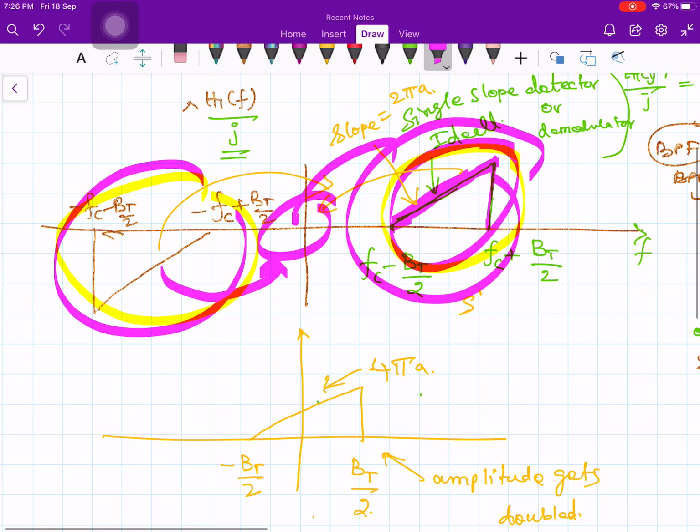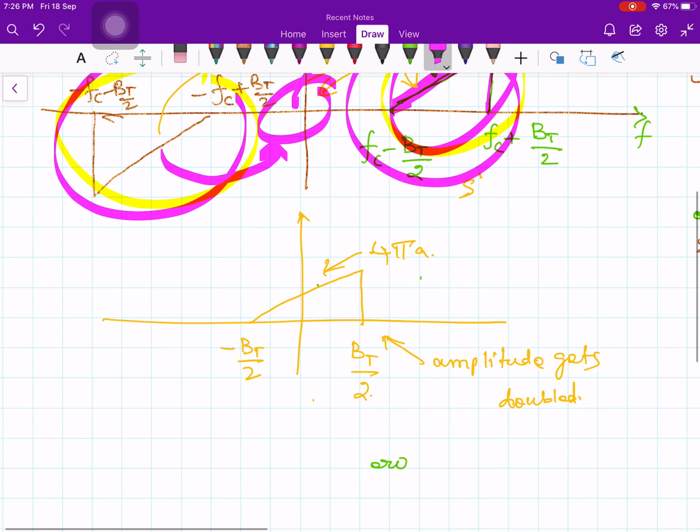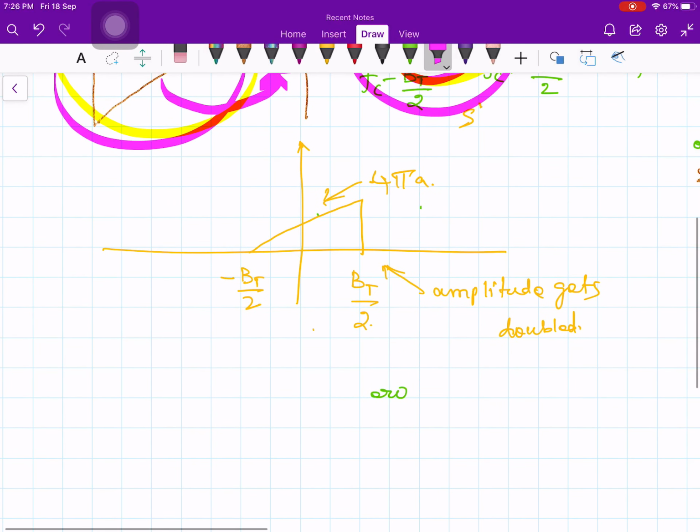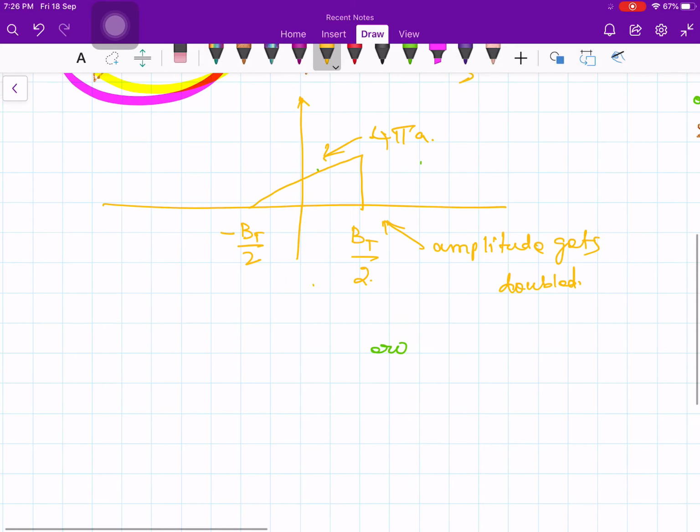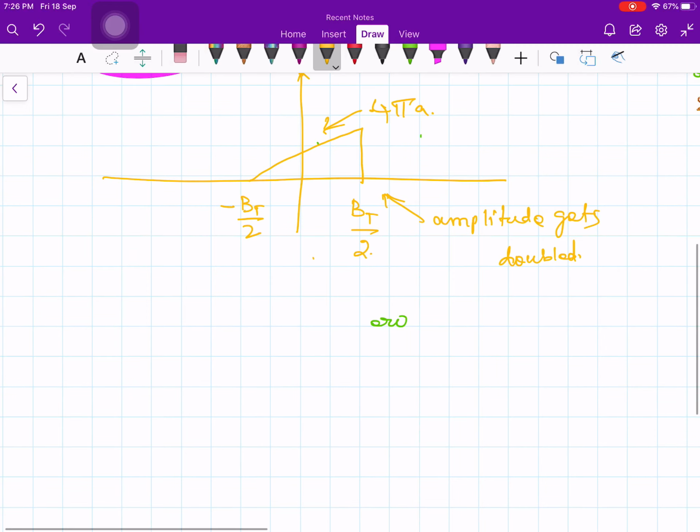So this is my filter H1 of f by j. Let me represent the filter response as well as my FM signal in the frequency domain, in complex envelope representation, so that the manipulation will be very easy. That is the only reason we are going for complex envelope representation; otherwise the manipulation will not be that easy. So why are we doing this? To study the response at the output of the filter.